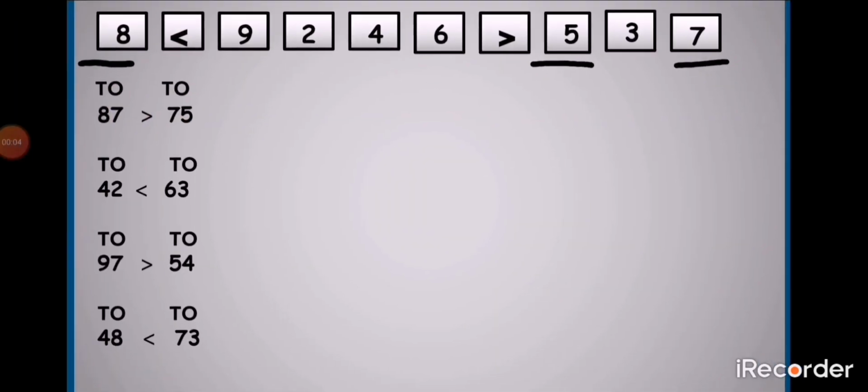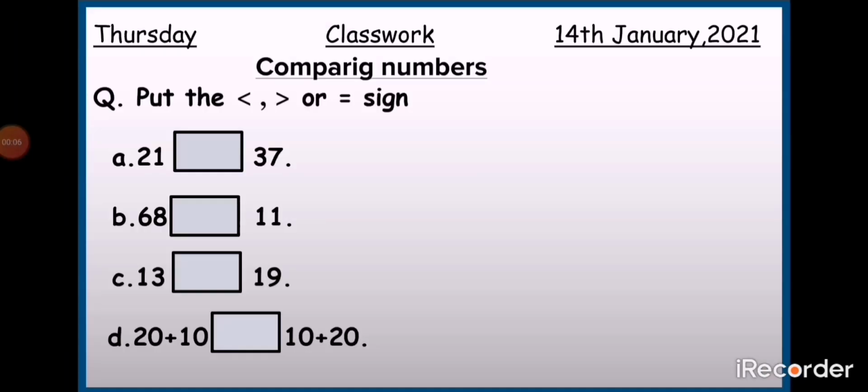Now we are moving towards our classwork. Take out your notebooks. Write day and date on the new page. On the extreme left top, write Thursday. In the center, classwork. On the extreme right side, write 14th January, 2021. And write your day and date very neatly and properly. Then leave a line and write your topic, comparing numbers, and underline it.